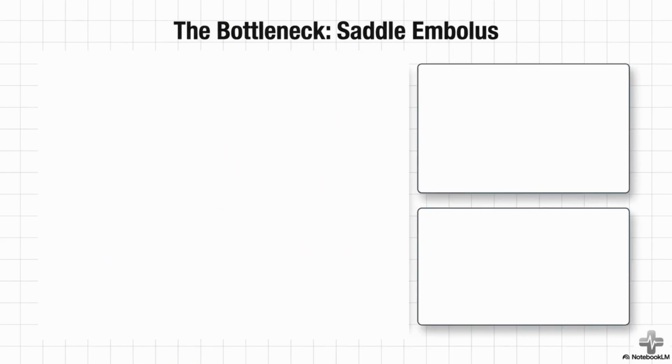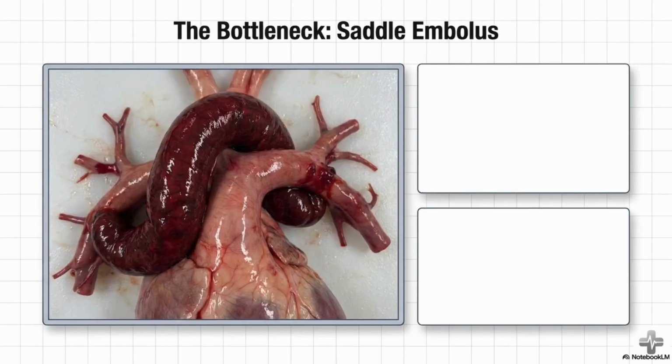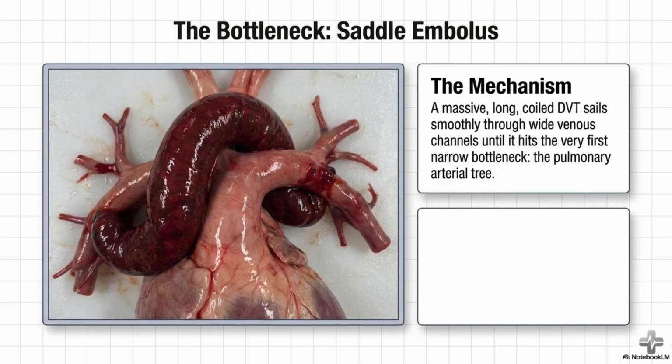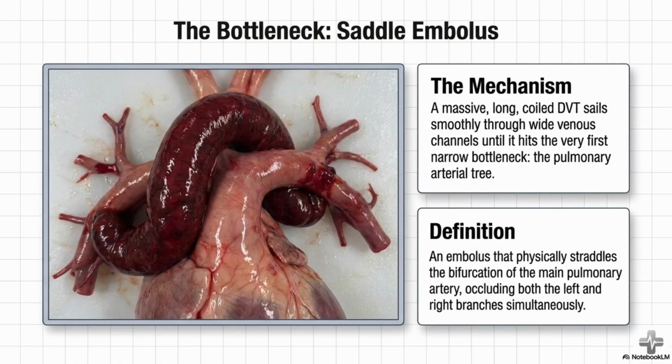That impact point leads us to the bottleneck, the saddle embolus. The mechanism here is deadly simple. A massive long coiled DVT sails smoothly through wide venous channels until it hits the very first narrow bottleneck, which is the pulmonary arterial tree. By definition, a saddle embolus is an embolus that physically straddles the bifurcation of the main pulmonary artery, occluding both the right and the left branches simultaneously.